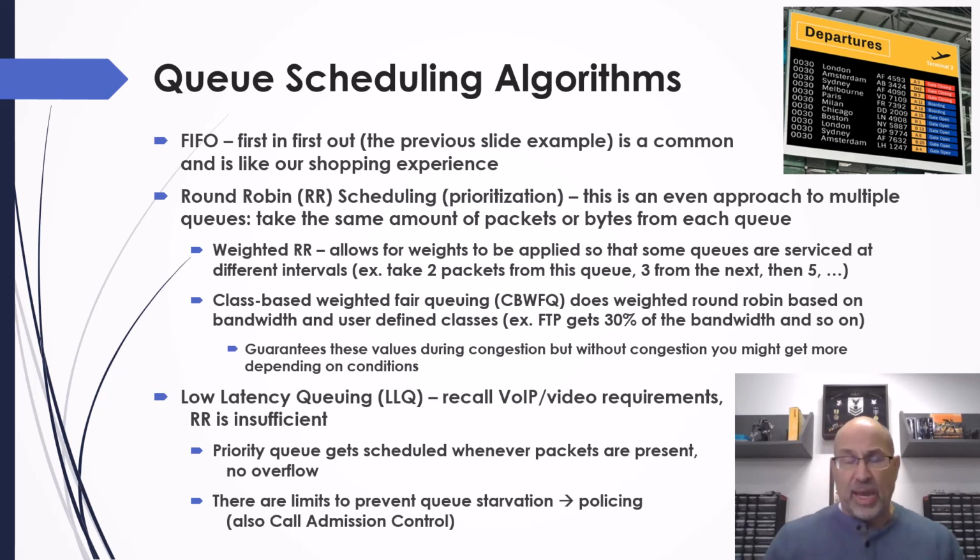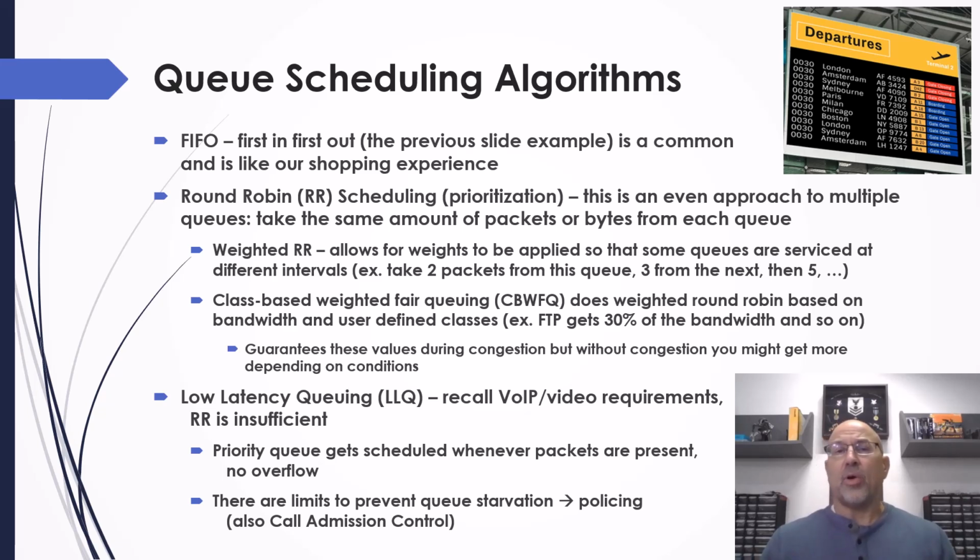Now the example that we have here is voice or video, and in particular, interactive voice or video, where you're talking to somebody maybe over the phone, or you've got a Zoom call or something like that, and you need good performance. And in this case, good performance means low latency, low jitter, and low loss. That is where you use low latency queuing.